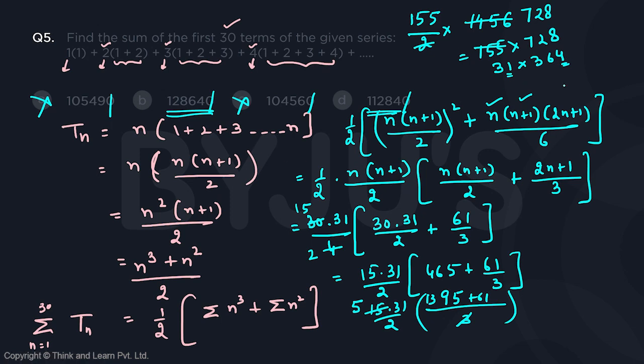31 fours are 124. 12 is the carryover. 31 sixes are 186 plus 12 gives me 8 at the end, right? So after 4 I should be having 8. So therefore this is also gone, and 112840 is the right answer.